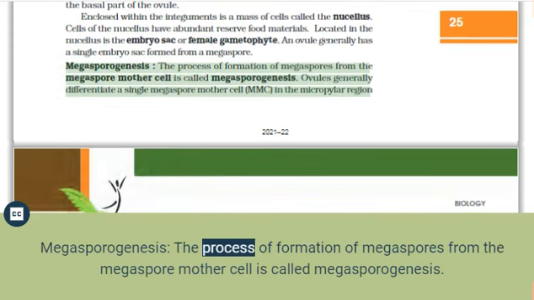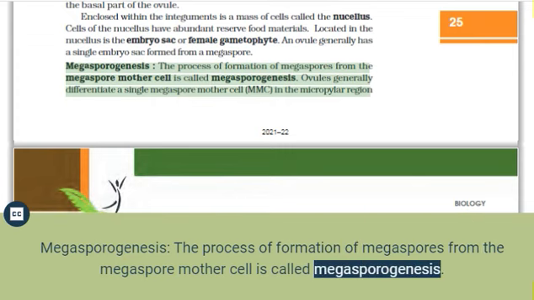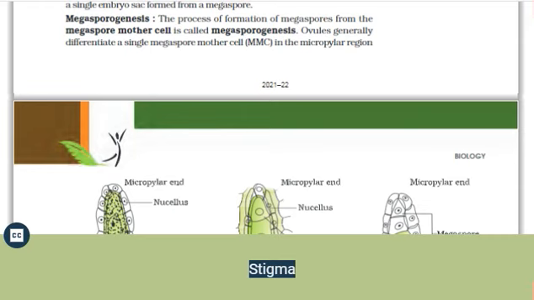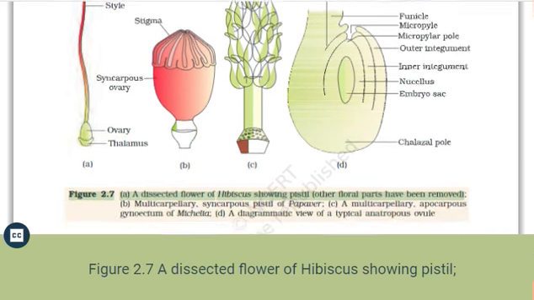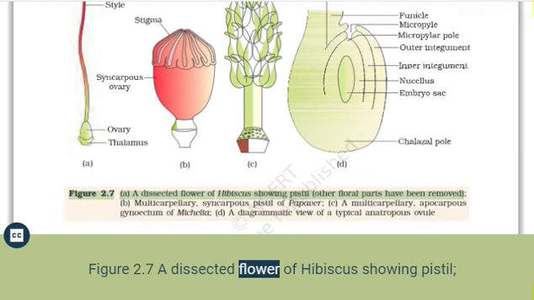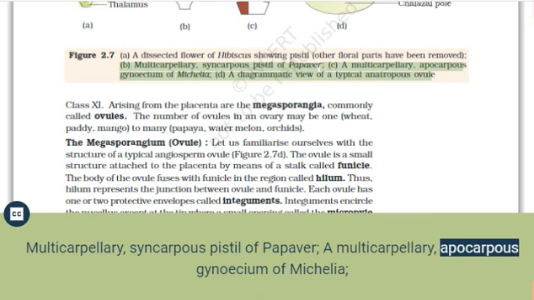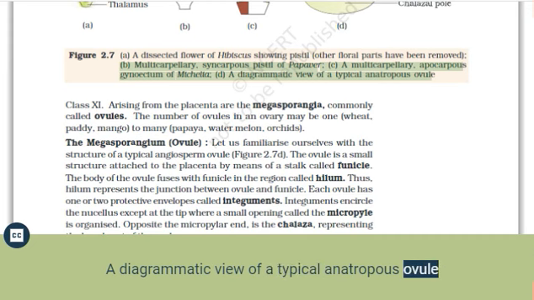Megasporogenesis. The process of formation of megaspores from the megaspore mother cell is called megasporogenesis. Ovules generally differentiate a single megaspore mother cell in the micropylar region. Figure 2.7: A dissected flower of hibiscus showing pistil. Multicarpellary, syncarpous pistil of papaver; a multicarpellary, apocarpous gynoecium of Michelia; a diagrammatic view of a typical anatropous ovule.